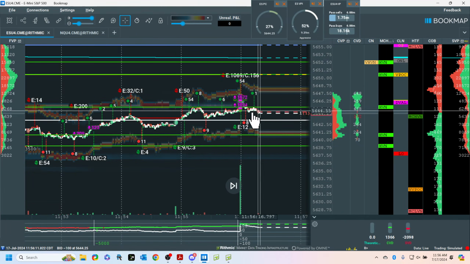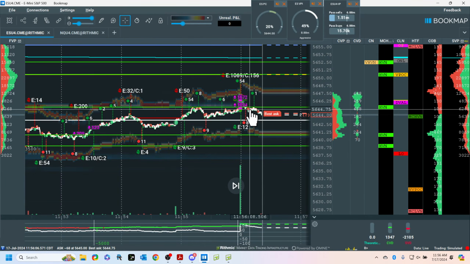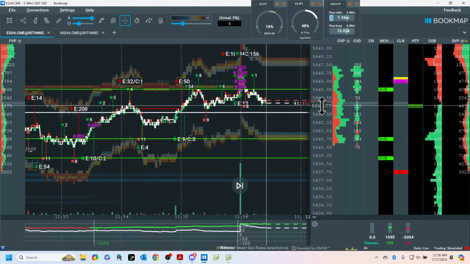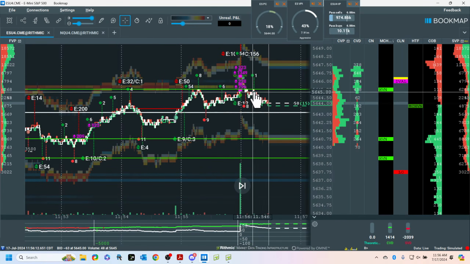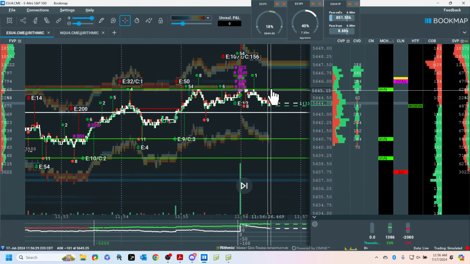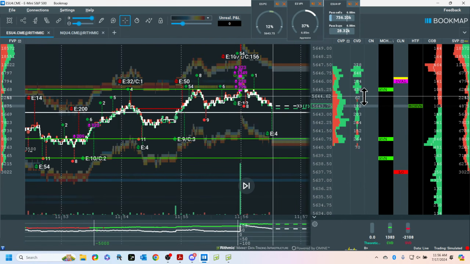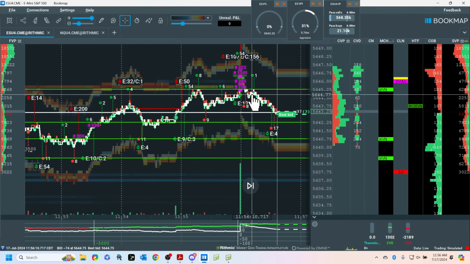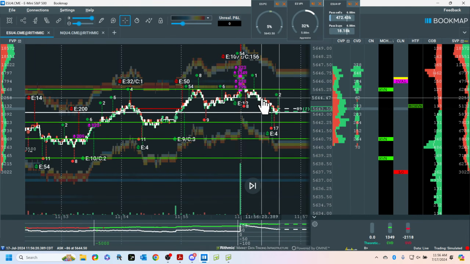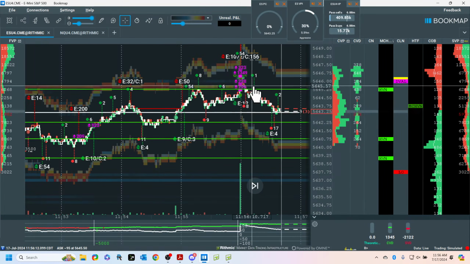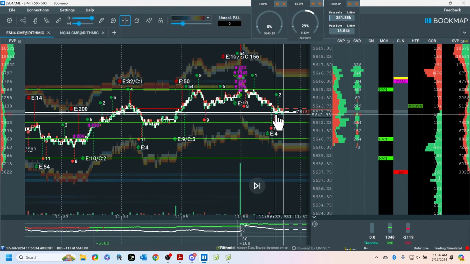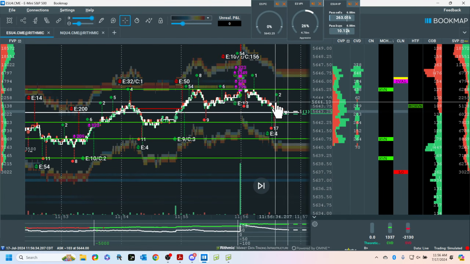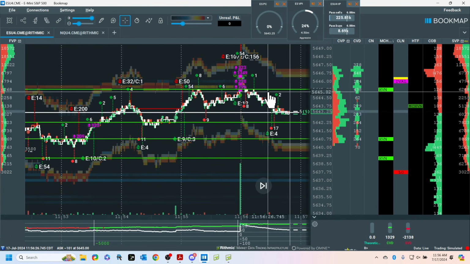Right here, whatever happens here is very important. High volume, right here, location, potential short. Not a recommendation. Just watch it. Now, the thing is, the smarter play on this, if this is a short trigger, is to be looking for retracement and then see exhaustion.